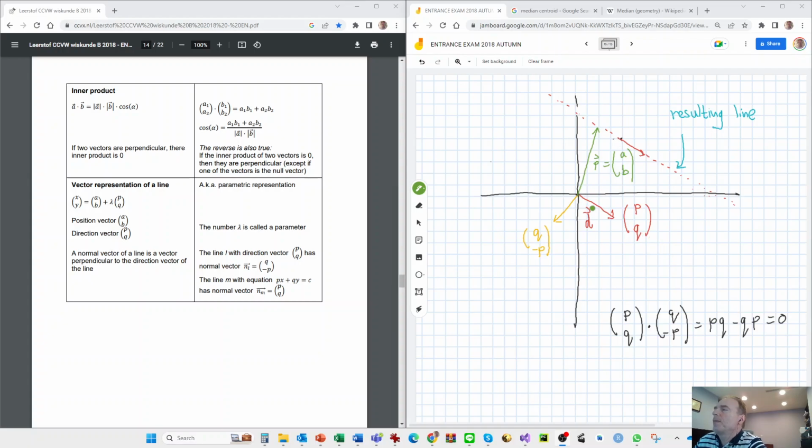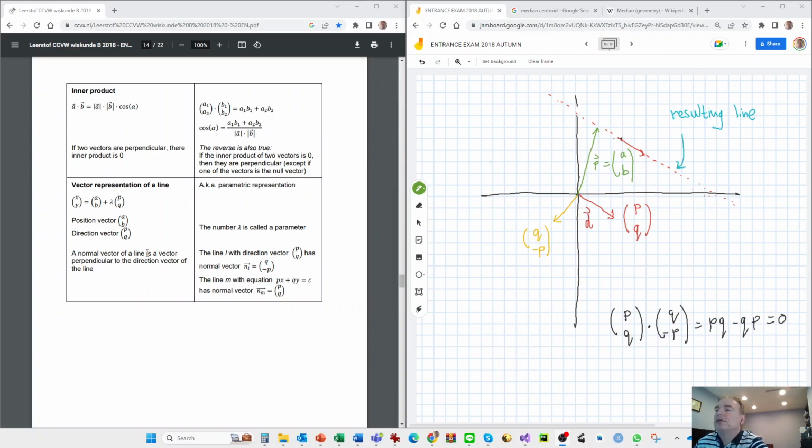so it's roughly in the southeast direction. Then I can look at all the points I get by adding some constant scalar lambda times this vector and add it to the position vector. And then I get the resulting line here. These are all the points I get by doing this. So basically that forms a line. Again, a position vector and a direction vector.